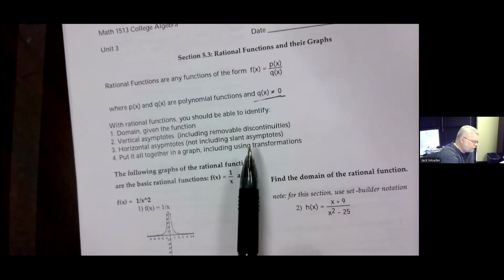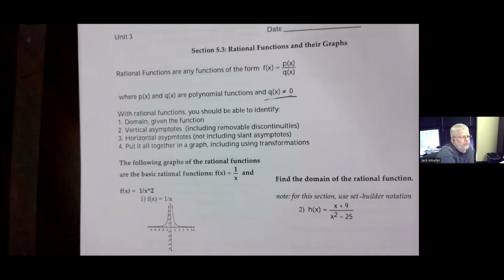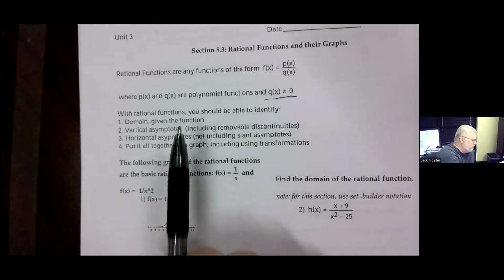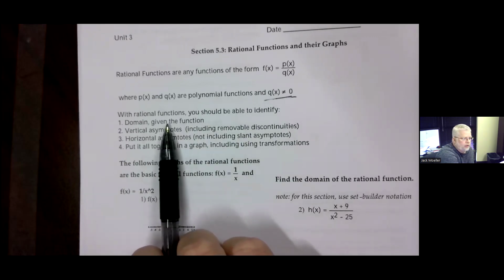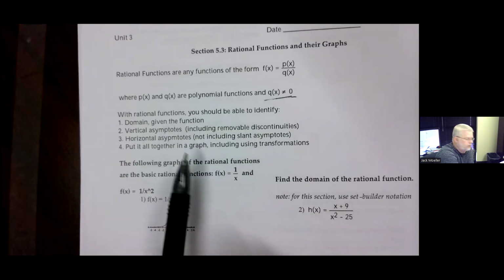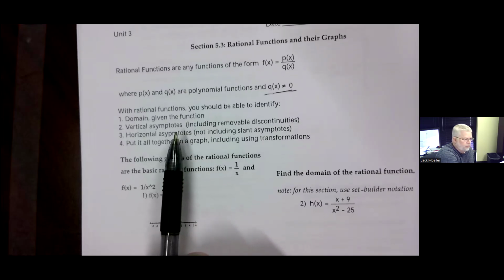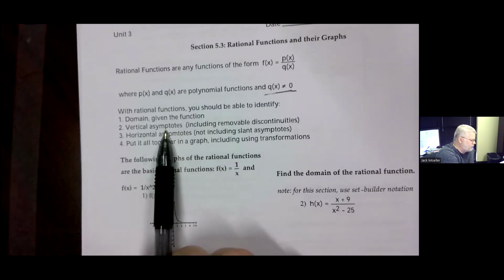But they're still polynomials. Okay. So what do we need to be able to do with our rational functions and their graphs? By the time we're done, we're going to be able to identify the domain of any of these rational functions, which is something we've been doing for a while now. Vertical asymptotes.